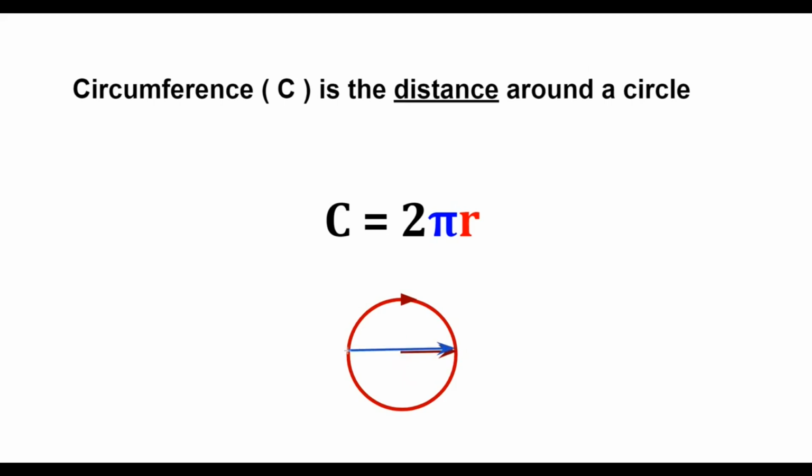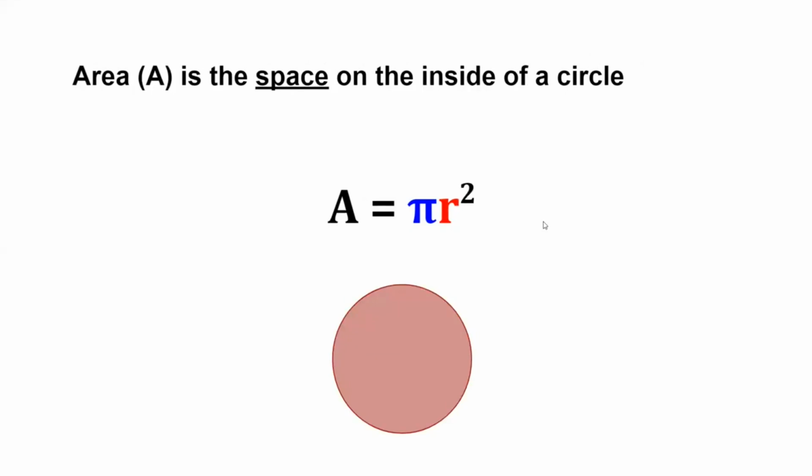There should really be an arrow on the other end of that, but you get the idea. The diameter is the whole width of the circle. The radius is half of the width of the circle. And you'll notice that this formula uses the radius. All right, we'll practice that in a moment, but first let's talk about area.